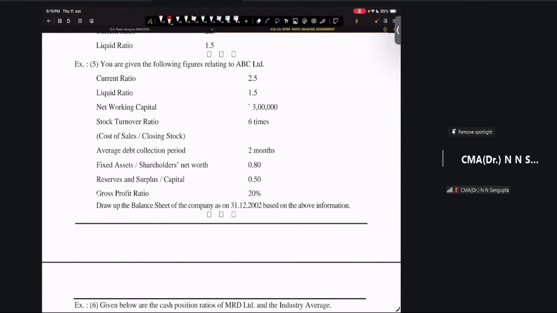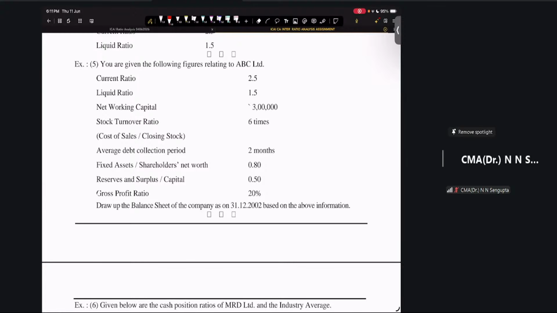Then we have average debt collection period as 2 months. Fixed assets to shareholders' net worth is 0.8. Reserves and surplus to capital is 0.5. Gross profit ratio is 20%. We have to prepare the balance sheet of the company as on 31st December 2002 based on the above information. Okay, so we have to prepare the balance sheet.